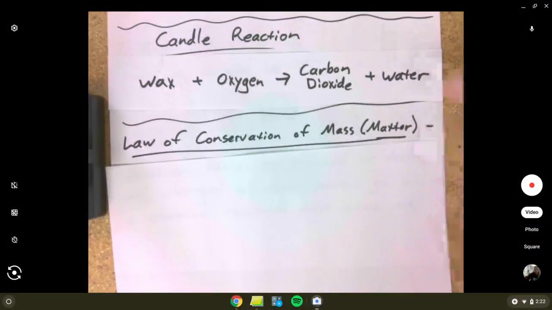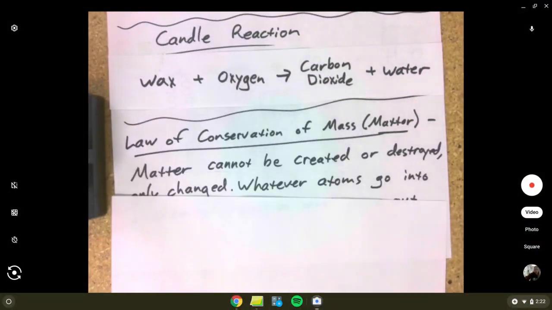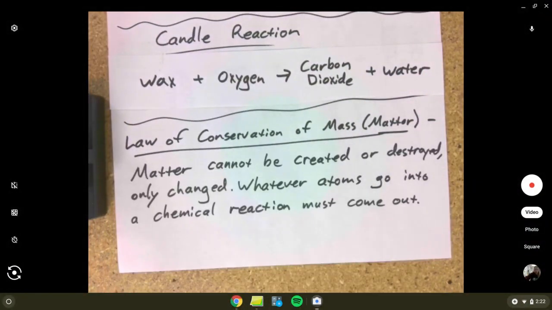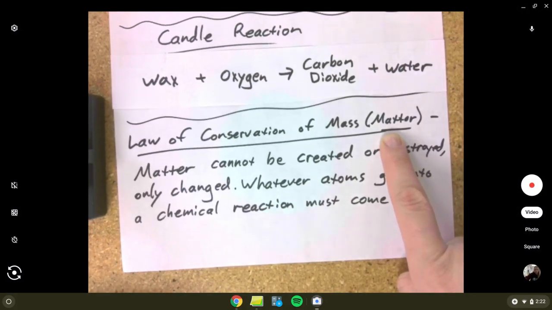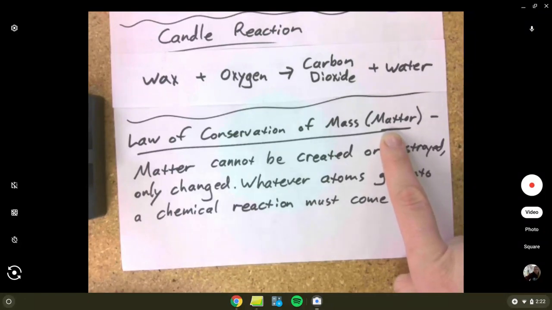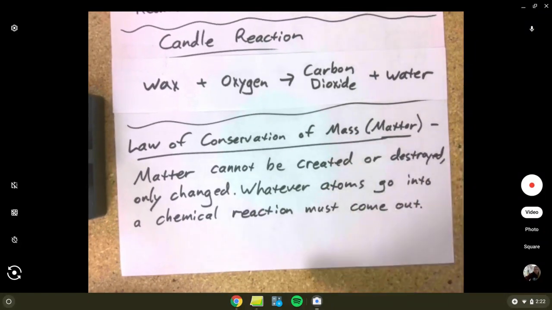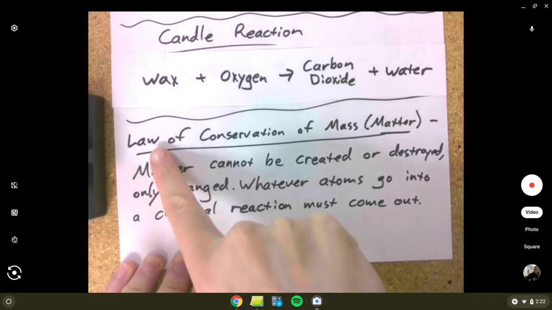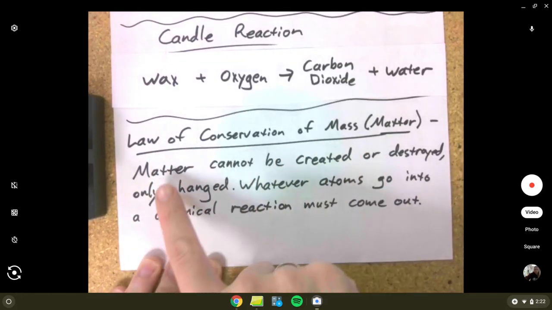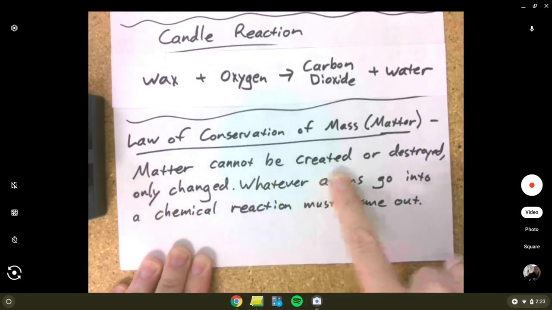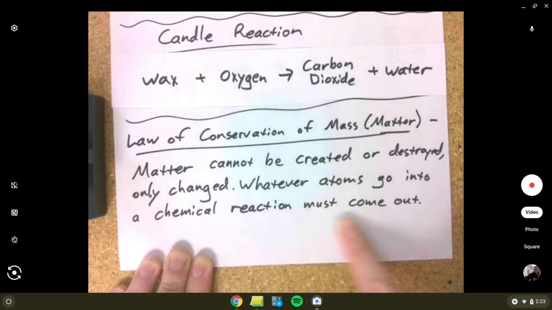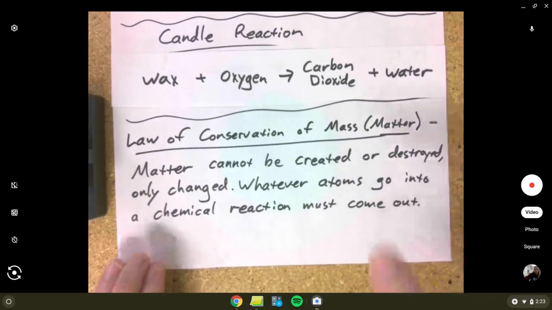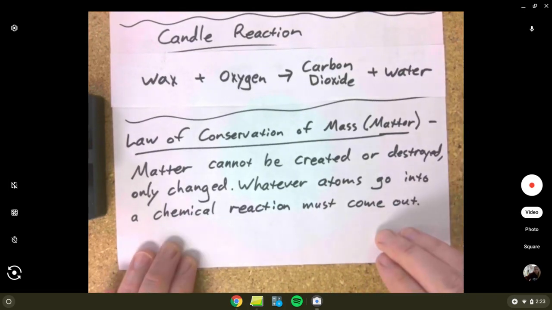And next we're going to look at this a little bit more, but I want you to write down real quick the law of conservation of mass. I also put law of conservation of matter, which is another thing you'll hear it called. I tend to call it the law of conservation of mass, but it's the same thing. The law of conservation of mass says that matter cannot be created or destroyed, only changed. Whatever atoms go into a chemical reaction must come out. Okay? So like I said, pause if you need to, get that written down.